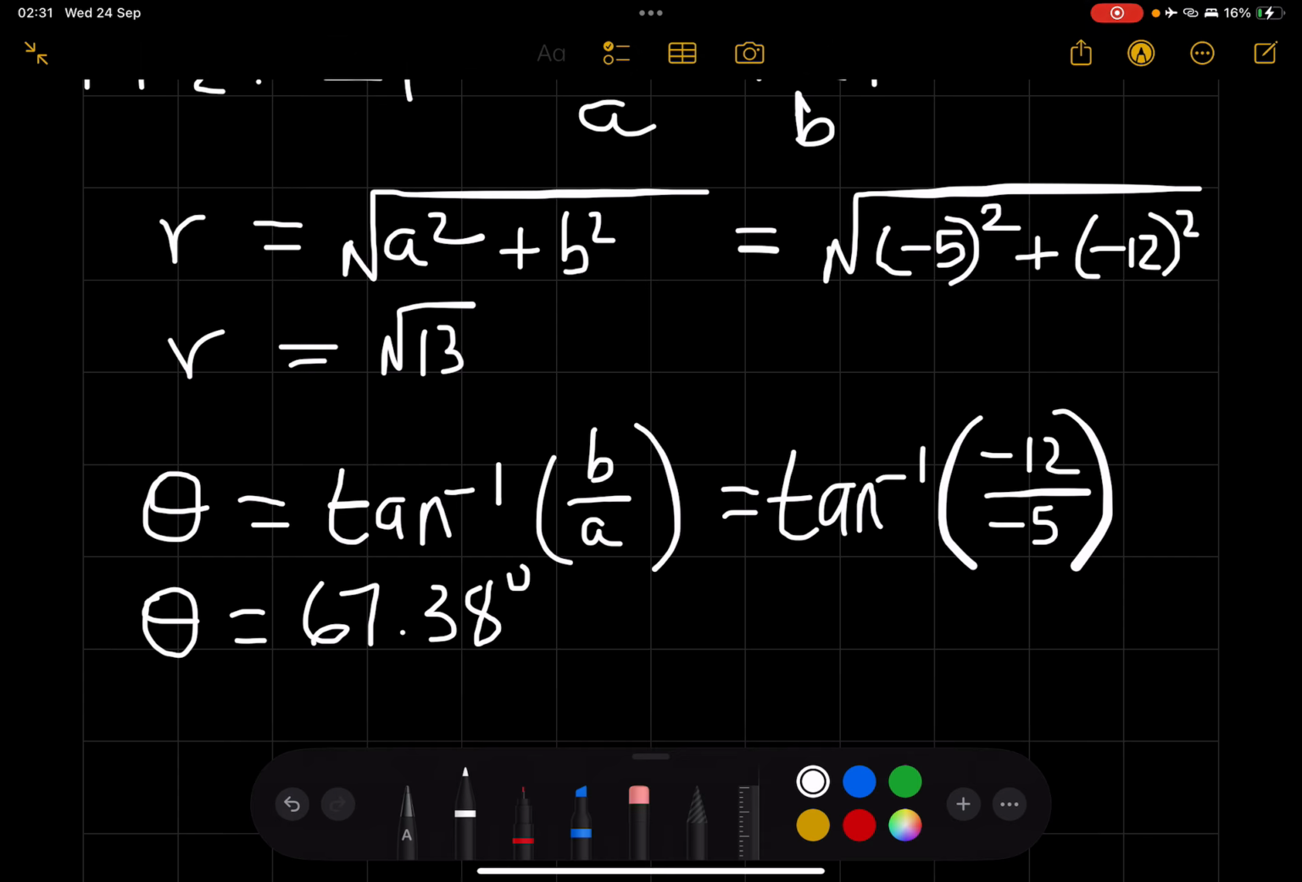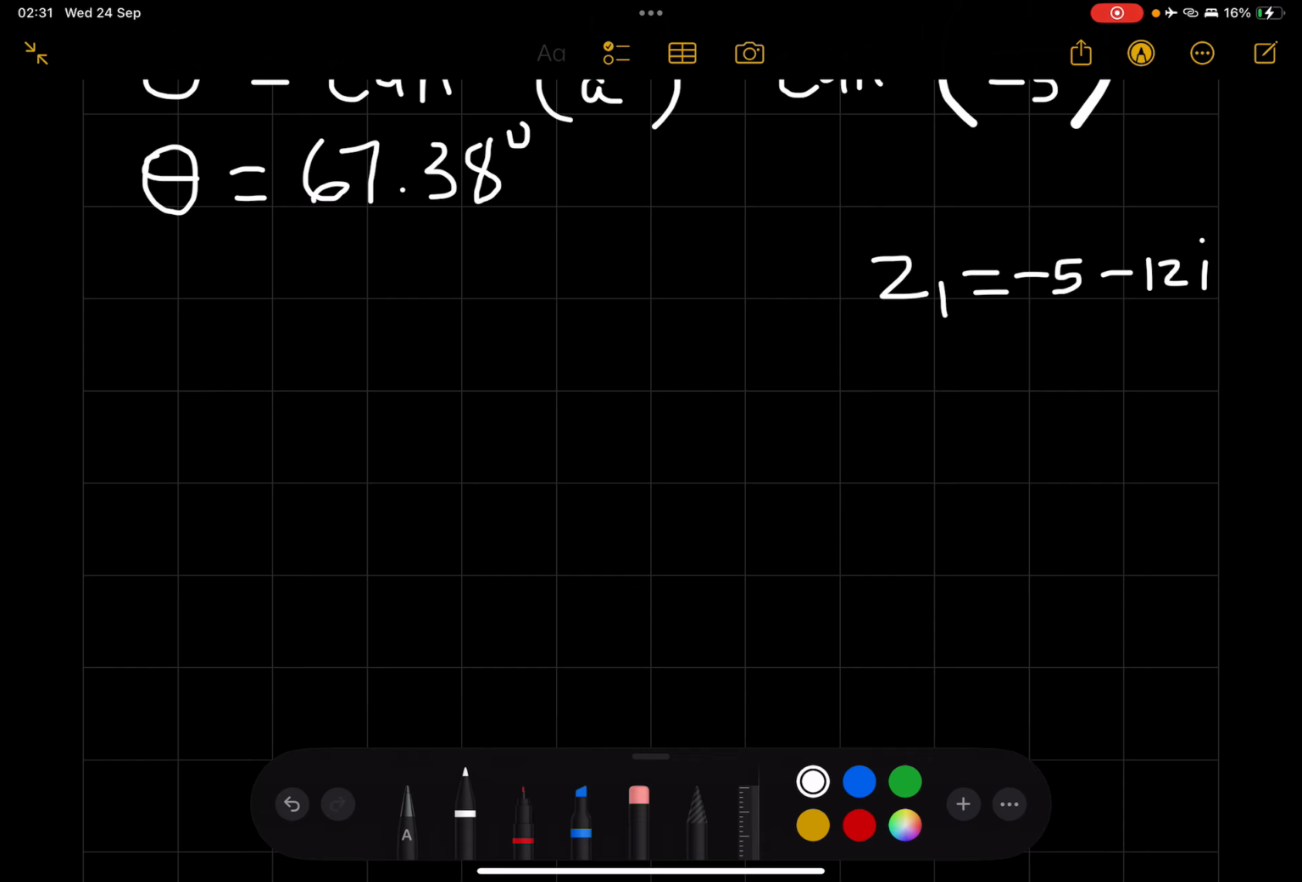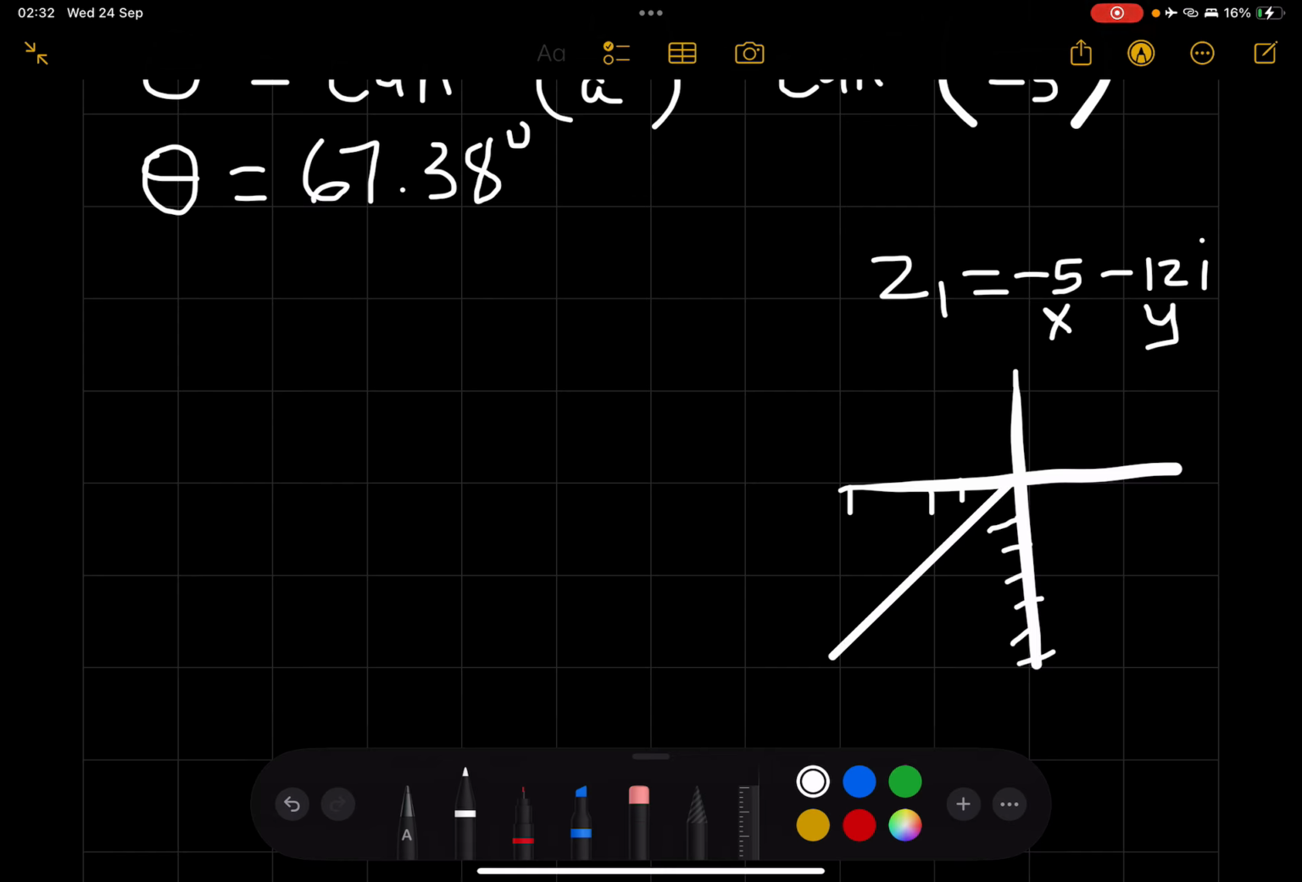But we need to be careful here, because remember, our point is in the third quadrant. I'm going to show you that now. Remember, we have Z1 equals minus 5 minus 12i. So basically the real part is the x, and the imaginary part is the y. So here you are in this quadrant, the x value must be negative, which is here, and the y value must be negative, which is here, which means our arm will be somewhere here. And remember, this quadrant is 180 plus.